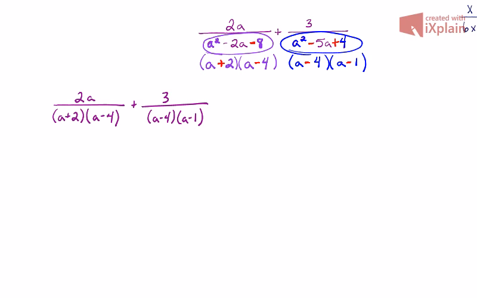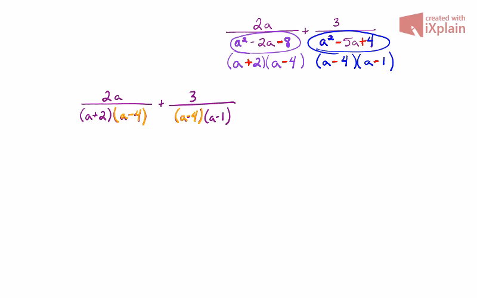The next thing that we want to note here is we want to find a common denominator. One of the first things that I want to note is that both of them already have an a minus 4 in there. But that's where the similarities stop. That doesn't mean that I can't fix this.